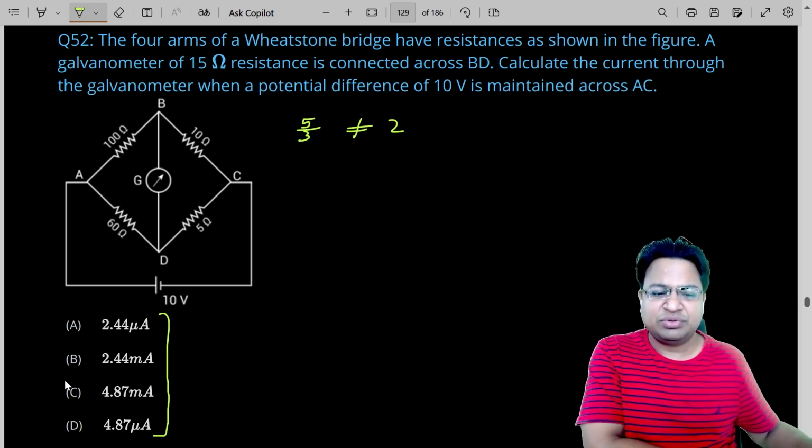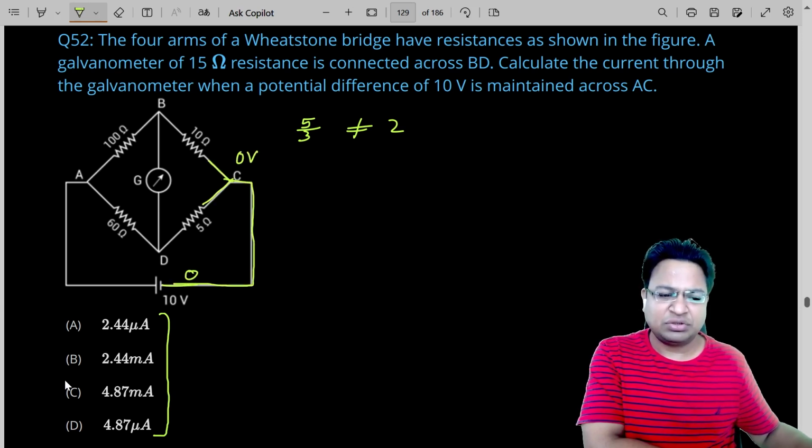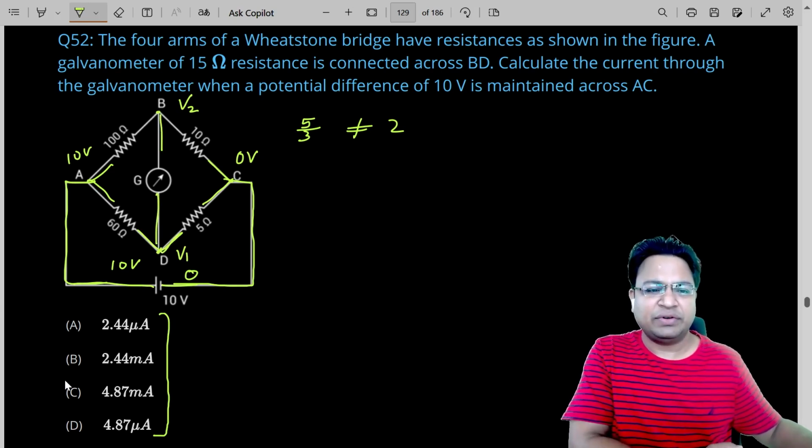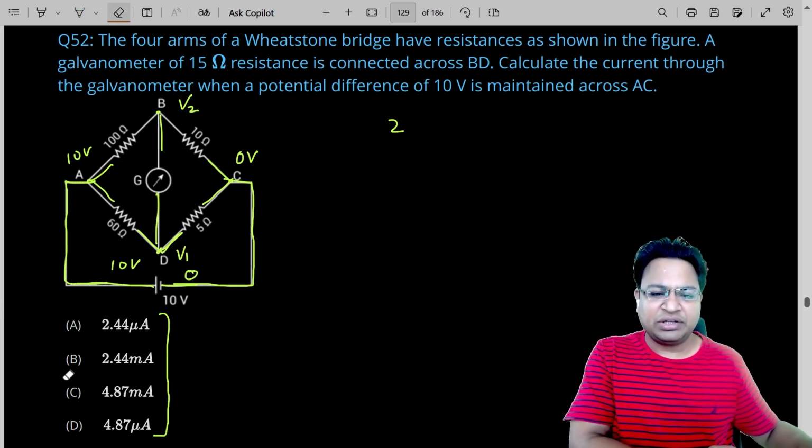We need to first distribute the potential. Let me assume that this point is at zero potential, so all these points will have a potential of 0 volt. The other side of the battery will have a potential of 10 volts, so all these points have a potential of 10 volt now. Let me call this V2, and let me call the potential of point D as V1. V1 and V2 are the two unknowns, and we would want to find out the values of V1 and V2. To do that, I would be writing some equations.